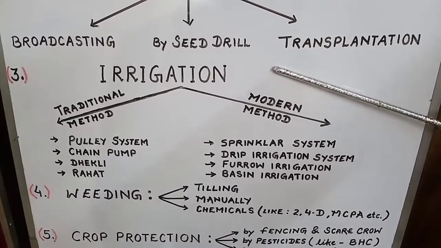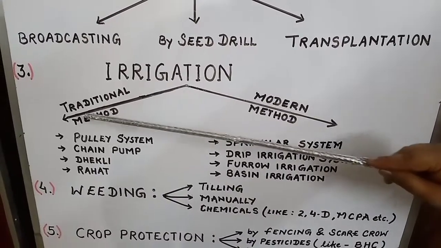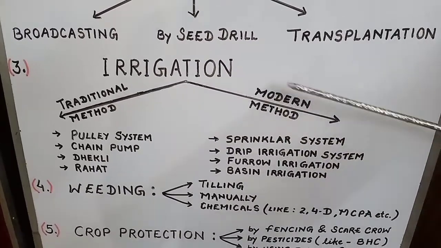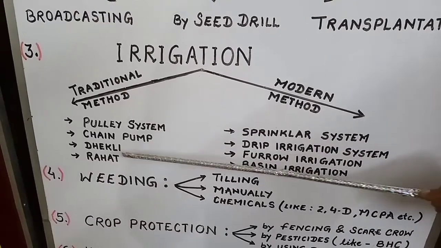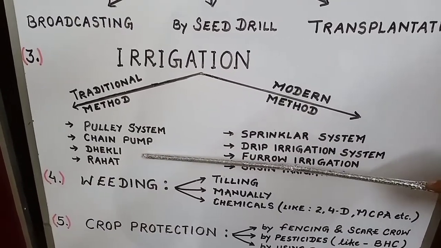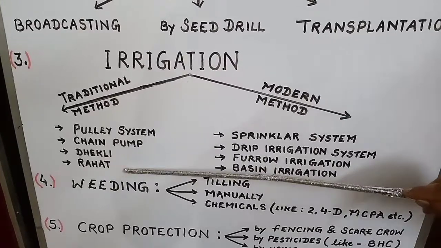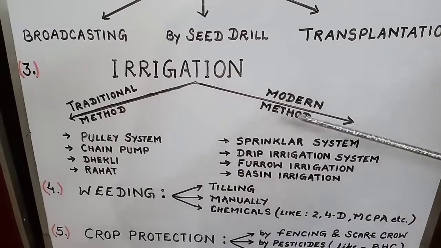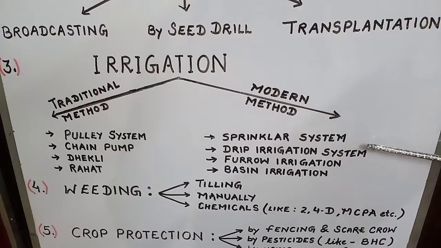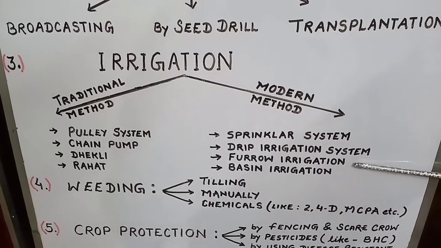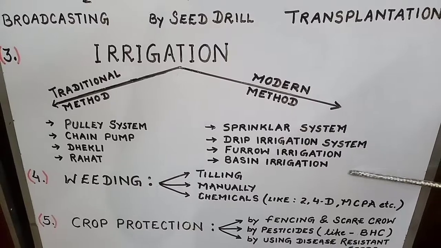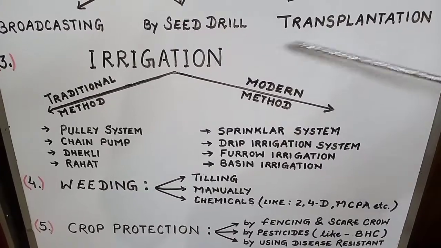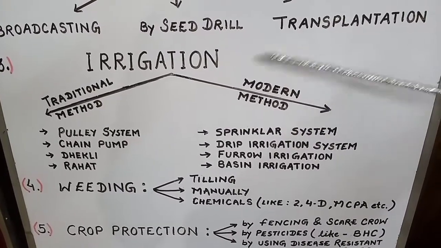There are two methods of irrigation, traditional method and the modern method. Traditional method includes pulley system, chain pump, dhekli, it is also called Persian wheel, and rahat. And the modern methods are sprinkler system, drip irrigation system, furrow irrigation and basin irrigation. These days modern methods are widely in use due to their economical value.